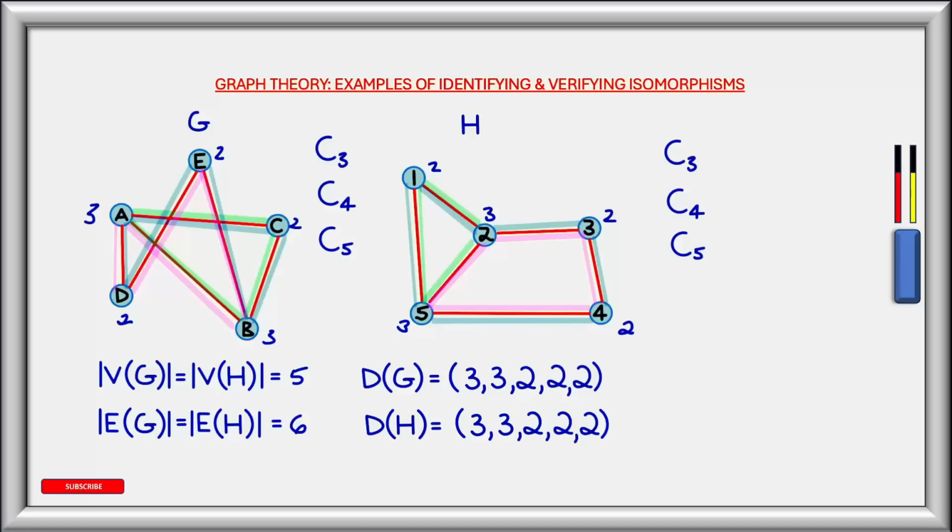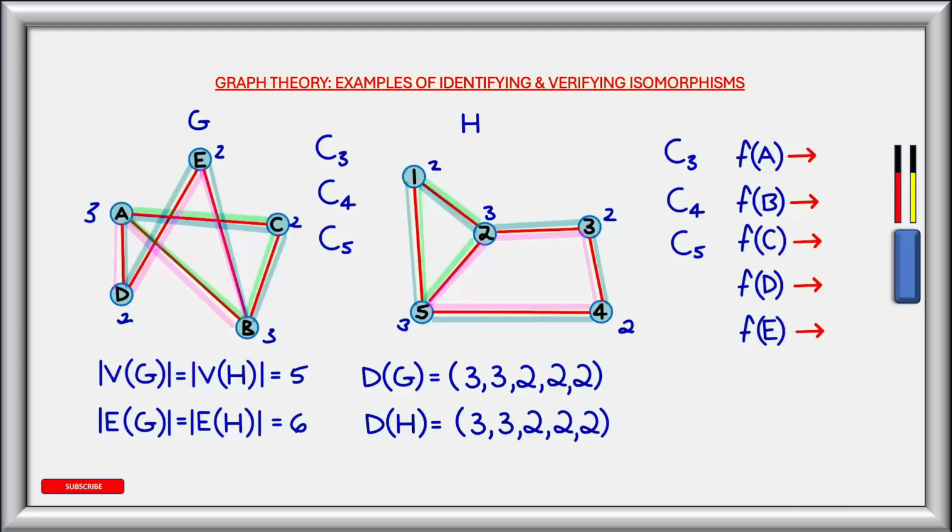And that's a cycle of length 5, so a C5 cycle. So as we can see, graphs G and H have the same number of cycles, and each cycle is of the same length. And finally, we need to show that a mapping exists between the vertices of graph G and the vertices of graph H.